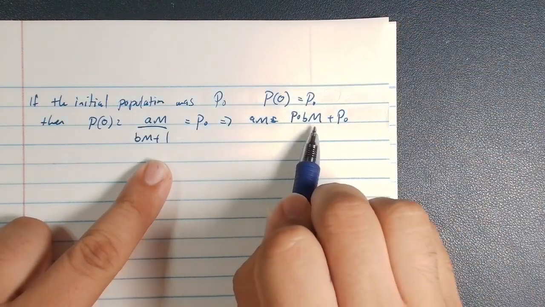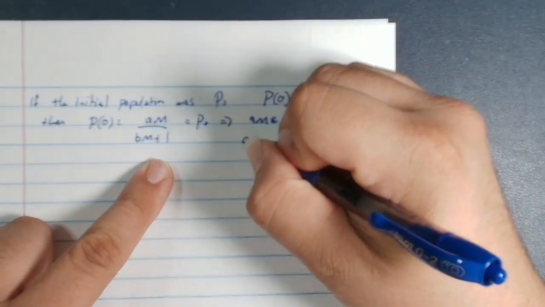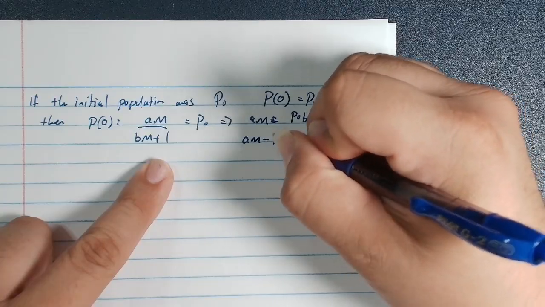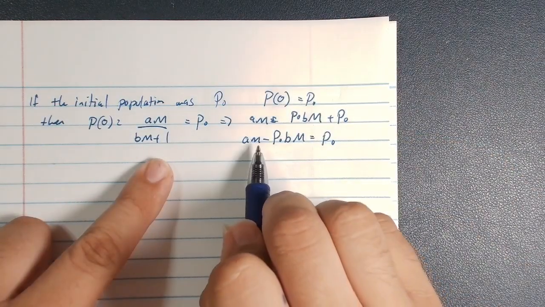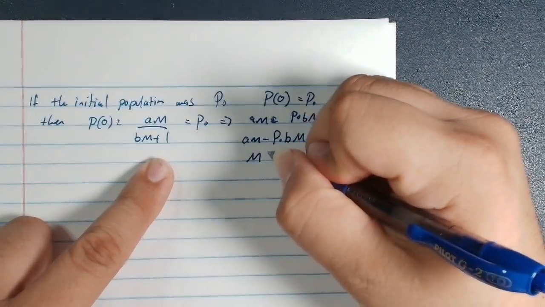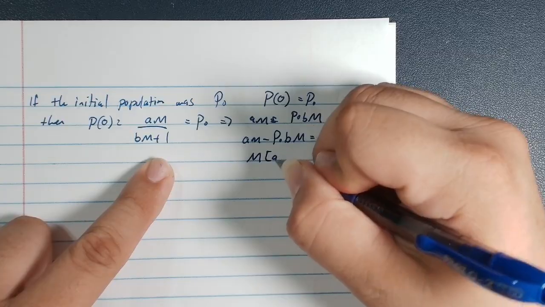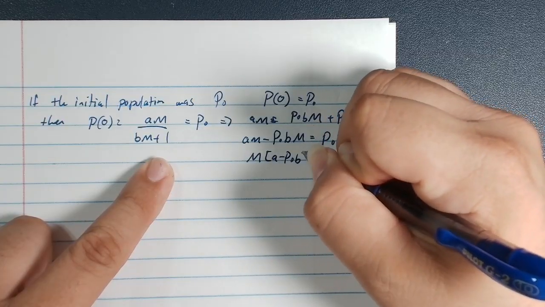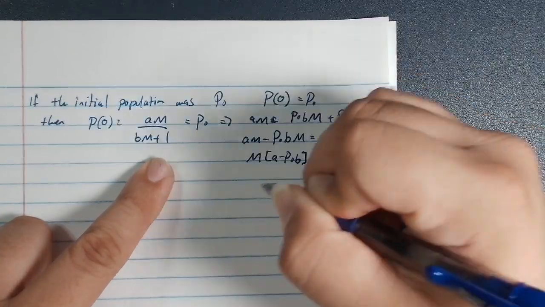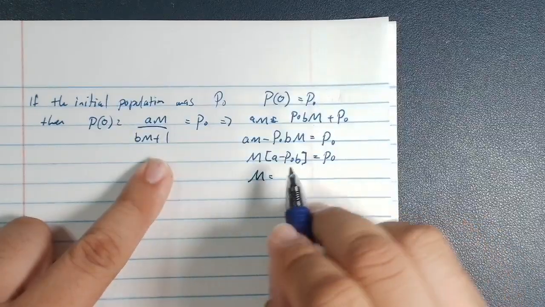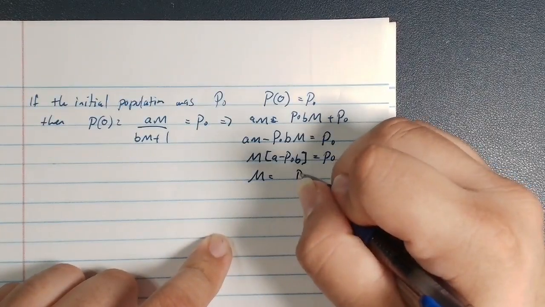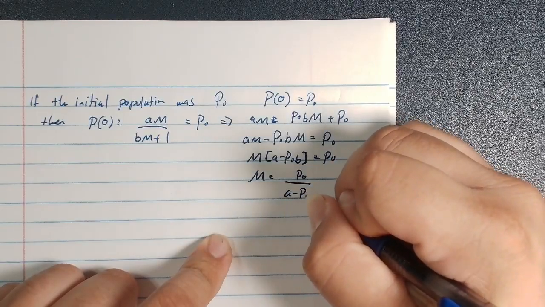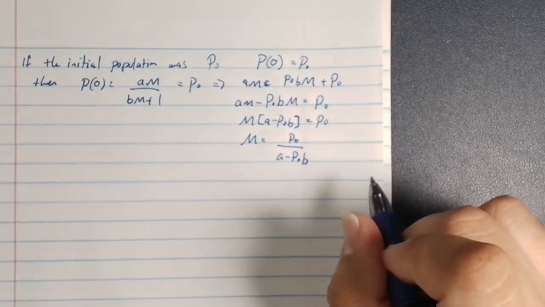I'm trying to isolate m here, so I'm going to subtract this to the other side. I get am minus p0bm equals p0. Here, m is a common factor, which I can factor out, leaving me m times a minus p0b is equal to p0. And finally, I can divide this to the other side to isolate my m, and I end up with m equals p0 over a minus p0 times b.